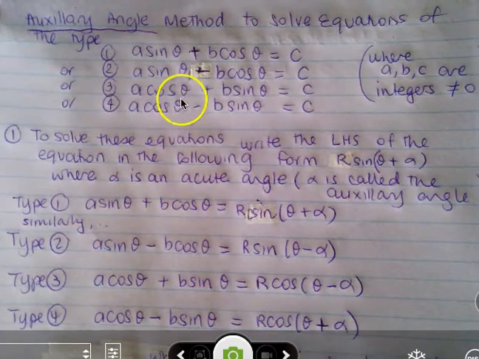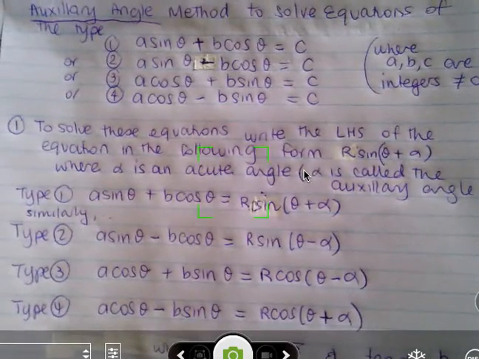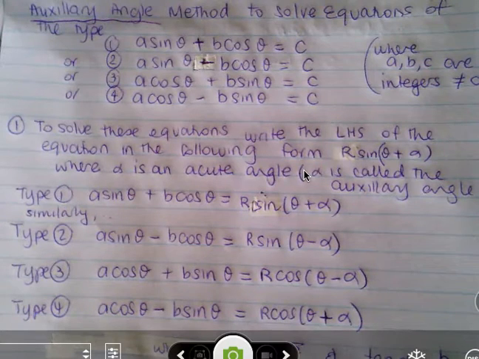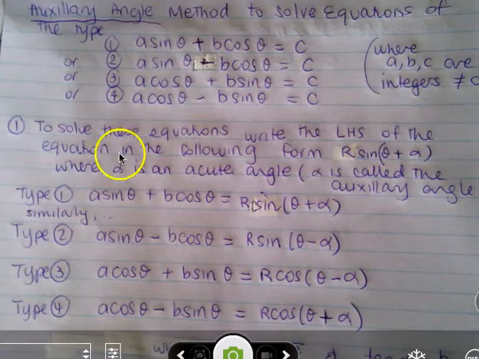Or you could have a cos theta minus b sine theta equals c. So any four combinations of the sine and the cos equaling a constant, you can see any questions like those where sine is first or cos is first. Okay, now we're going to learn the method for solving them. The method we will use to solve them is the auxiliary angle method.